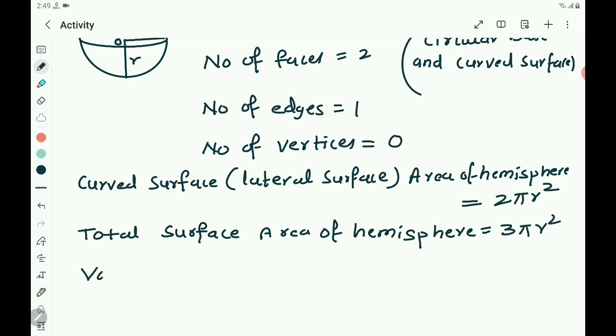Then volume of hemisphere equals half of 4 by 3 pi r cube, that is 2 by 3 pi r cube.